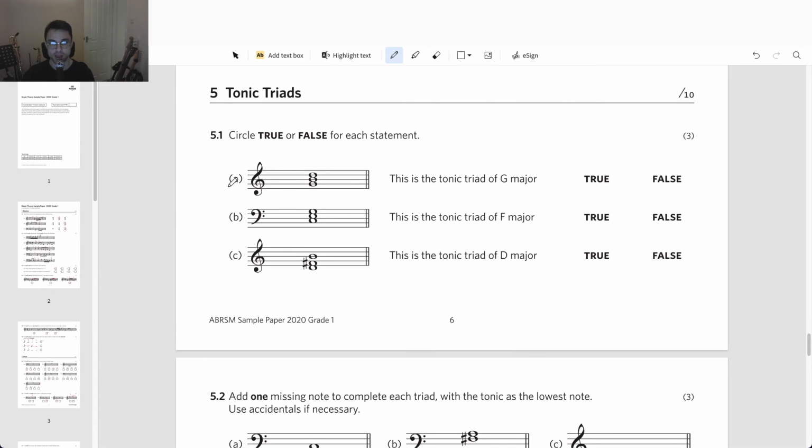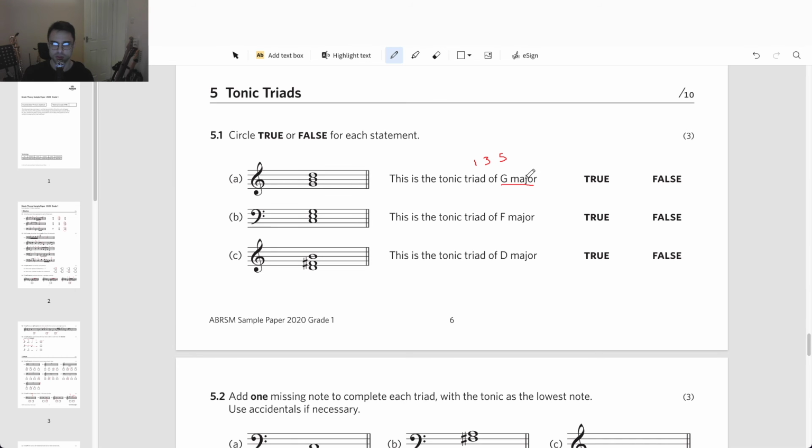Section 5, tonic triads. Circle true or false for each statement. So, question A. This is the tonic triad of G major. True or false? So what is a tonic triad? How do we build one? Which notes of the scale do we need to build a triad like this? In G major, let's first start by saying we need the first, third, and fifth note of the scale. And we stack them on top of each other, and we get a tonic triad.